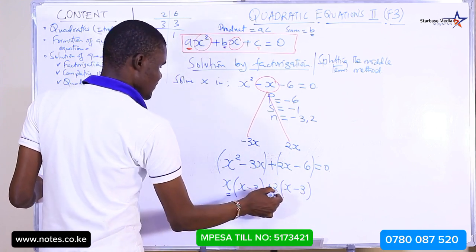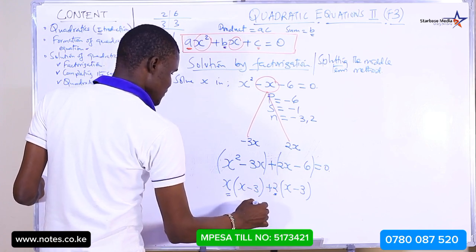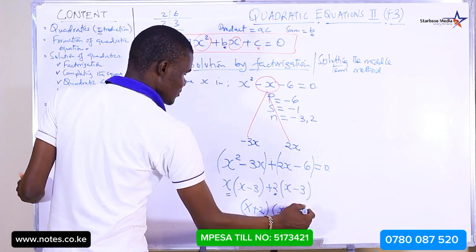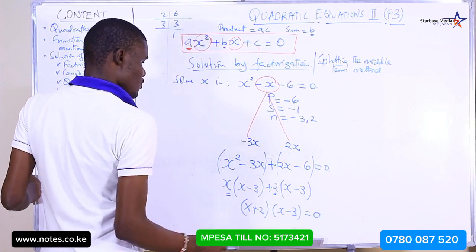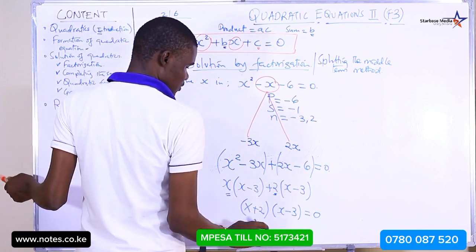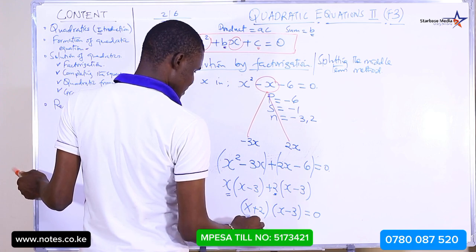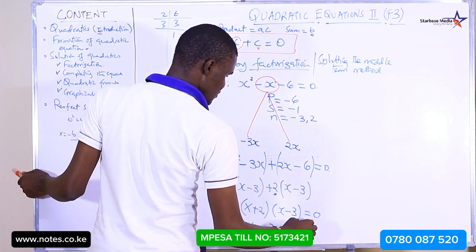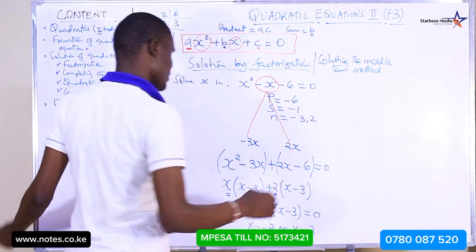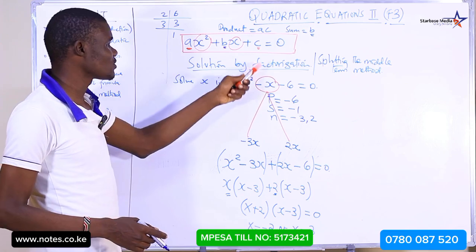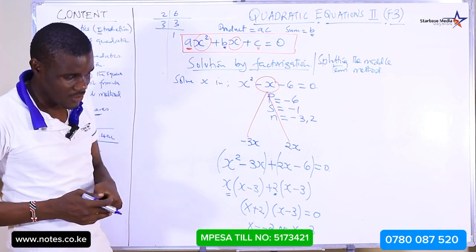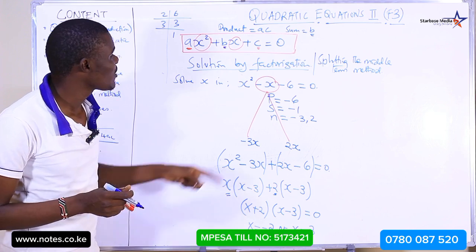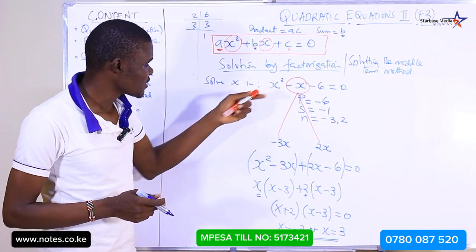Then you take this and this, so you'll have x plus 2, x minus 3, because these are common, so you pick one. So when you equate all of them to 0, you will get the answer as x is equals to -2, or you'll get x to be equals to 3. Simple. So that is how we use the factorization method. I can also use it again in a second example where now the coefficient is greater than 1.